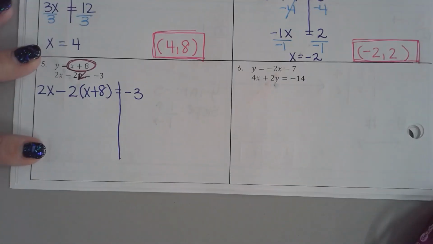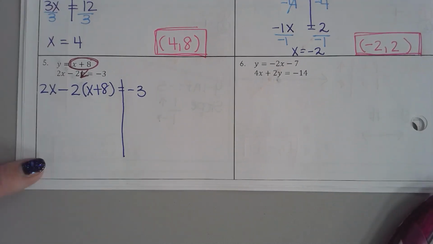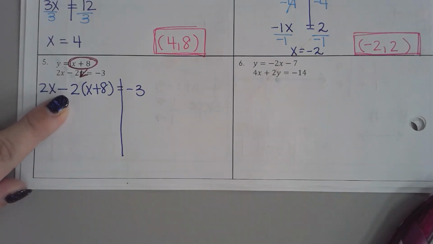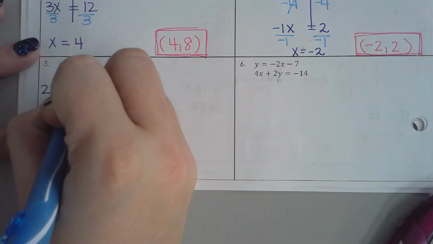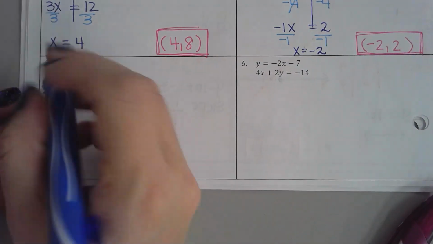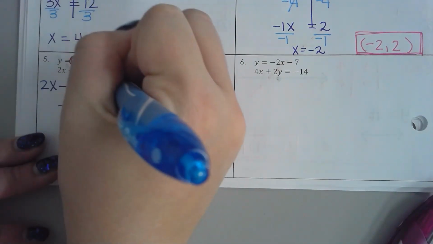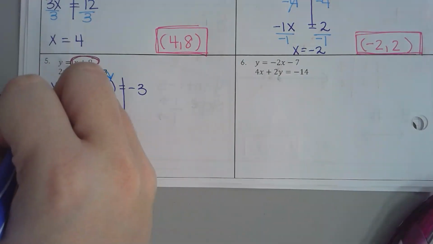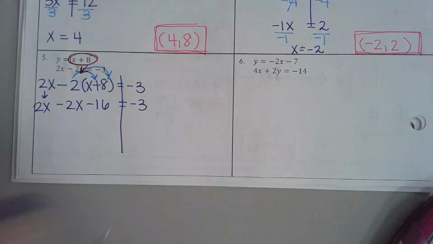So we had some practice problems like this. What was my first step? Multiply 2 by x and 8. Yeah, except negative 2. So we're going to distribute the negative 2. That becomes negative 2x. Negative 2 times 8 is what? Negative 16. And then I still have this 2x there to bring down, equals negative 3.